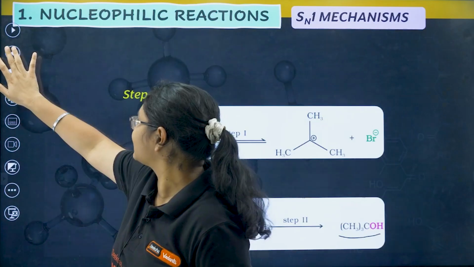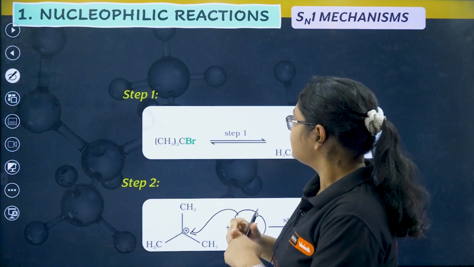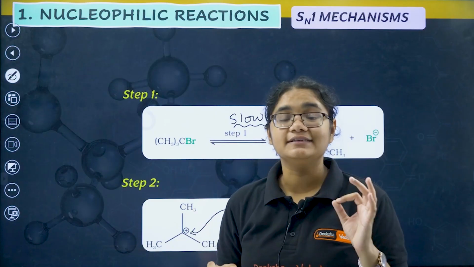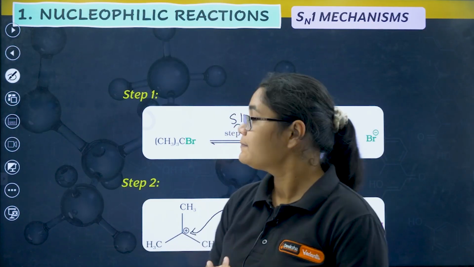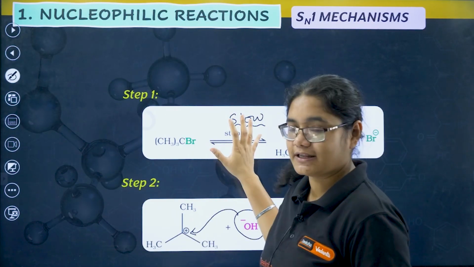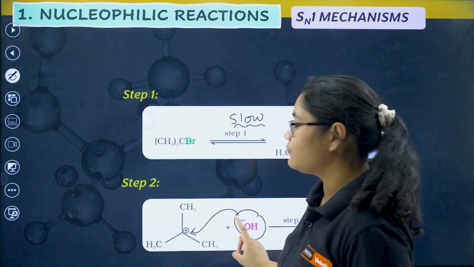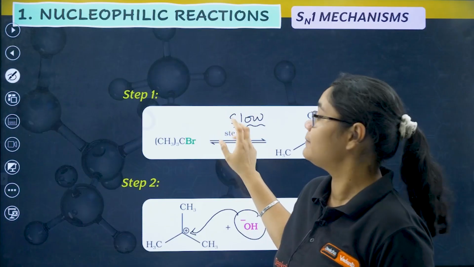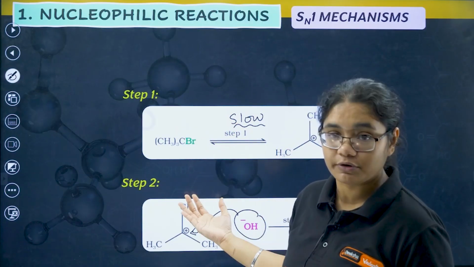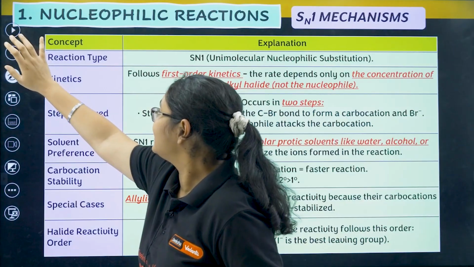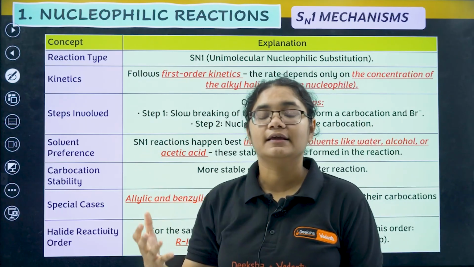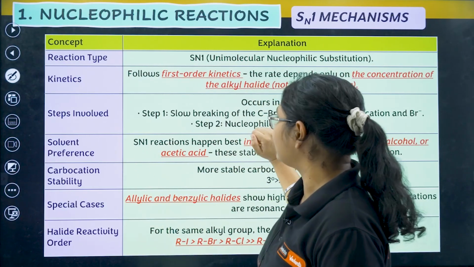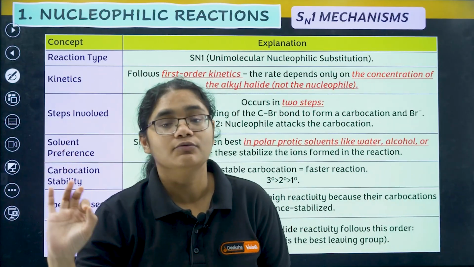If you see this reaction mechanism, the first step is the slow step. Always remember that the rate is determined by the slowest step. So this is the slow step. Here the reaction has happened, and in the second step OH minus has come. So in this rate determining step, or the slowest step, there is no presence of nucleophile. So the nucleophile is not determining anything regarding the rate of the reaction. That is why it is a first order reaction and it is written as an SN1 reaction.